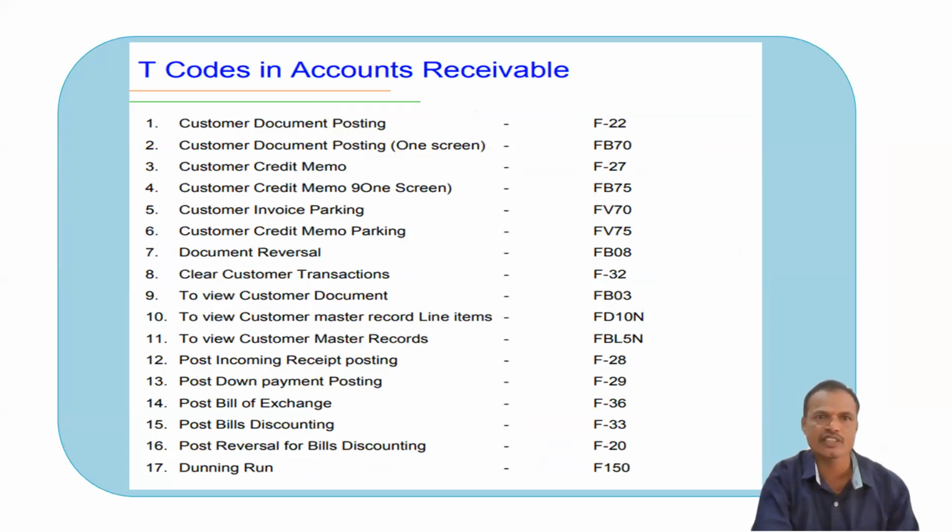Customer credit memo is FD27. Customer credit memo FB75, customer invoice parking FB70, customer credit memo parking FB75, reverse document reversal FB08, clear customer transaction FD32, to view customer document FB03, to view customer master record line items FD10N, to view customer master record FBN5N, for posting incoming received posting FD28, post down payment posting F-29, bill of exchange F-33, and these relate to the bills of exchange part.